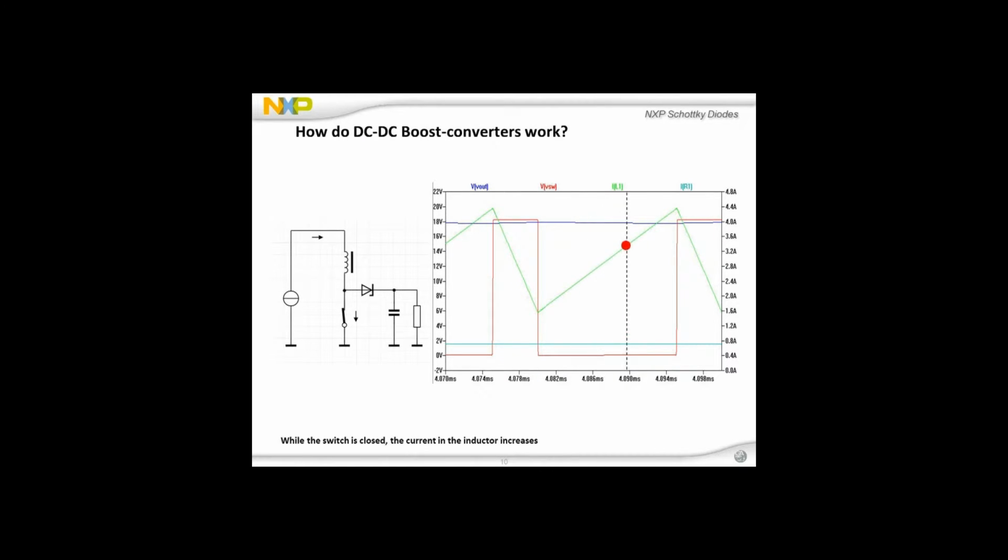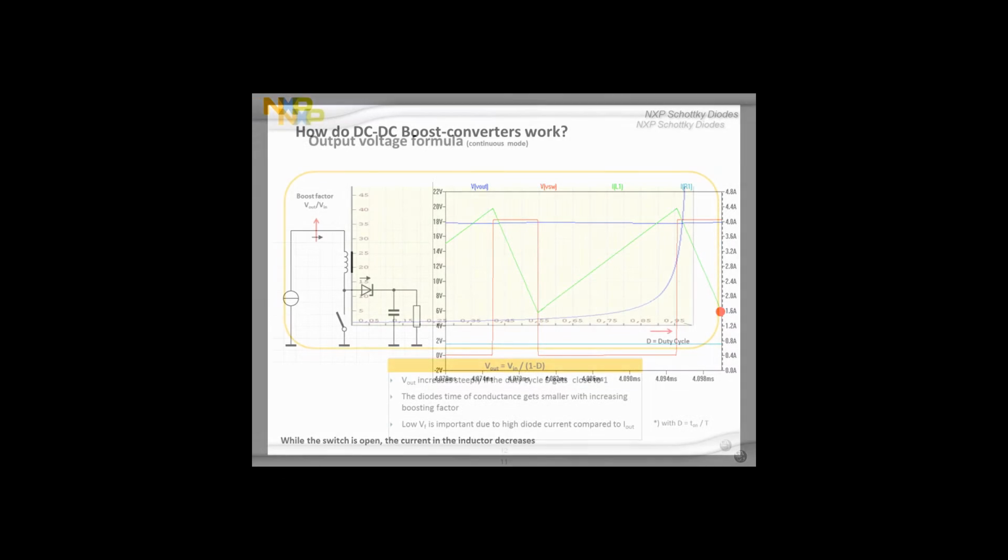While the switch is closed, the current in the inductor increases and magnetic energy is stored. The diode prevents a reverse current to flow from the output capacitor. When the switch opens, the current continues to flow through the conducting diode and decreases with a linear waveform. The current charges the output capacitor now. The described process is repeated with every switching cycle.